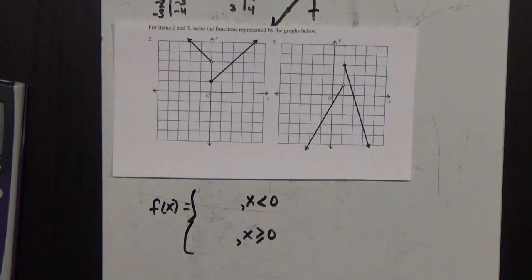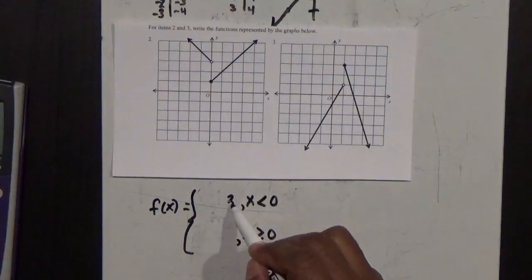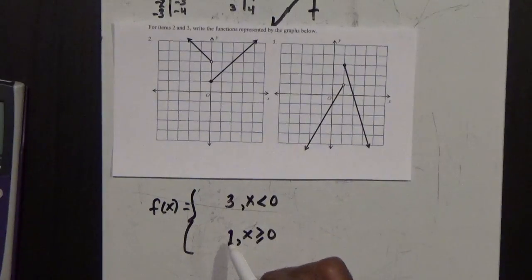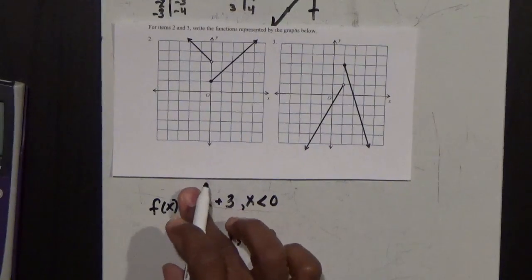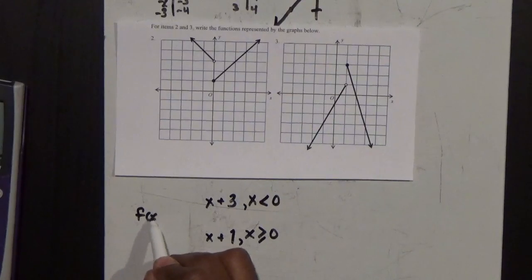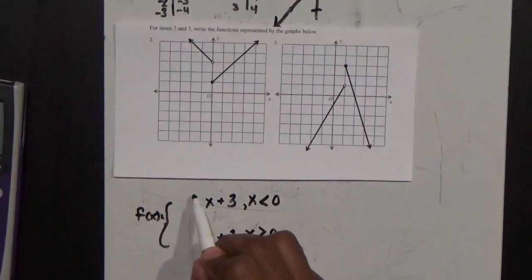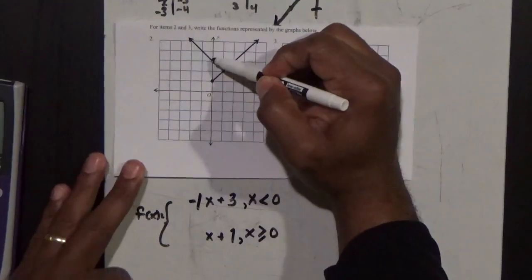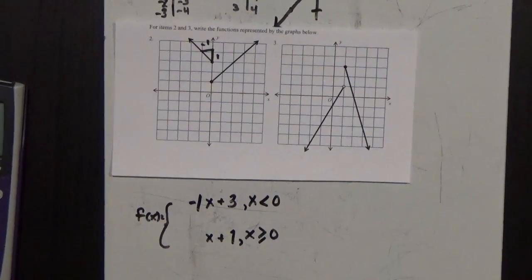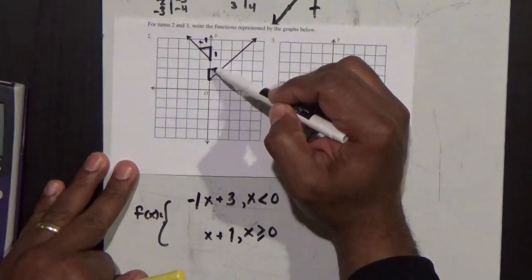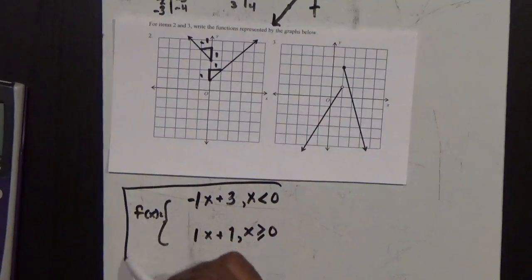From here we're pretty much doing slope and y-intercepts. The piece to the left has a y-intercept at 3. The piece to the right has a y-intercept at 1. From here we can figure out our slopes, and we want to put our slopes in the front. My slope for the left piece is up 1, left 1. So that would be 1 over -1, which is -1. Or up 2 and to the left 2. And the slope for the piece to the right is up 1 and to the right 1, so that would be 1 over 1, which is 1. And there is your function.